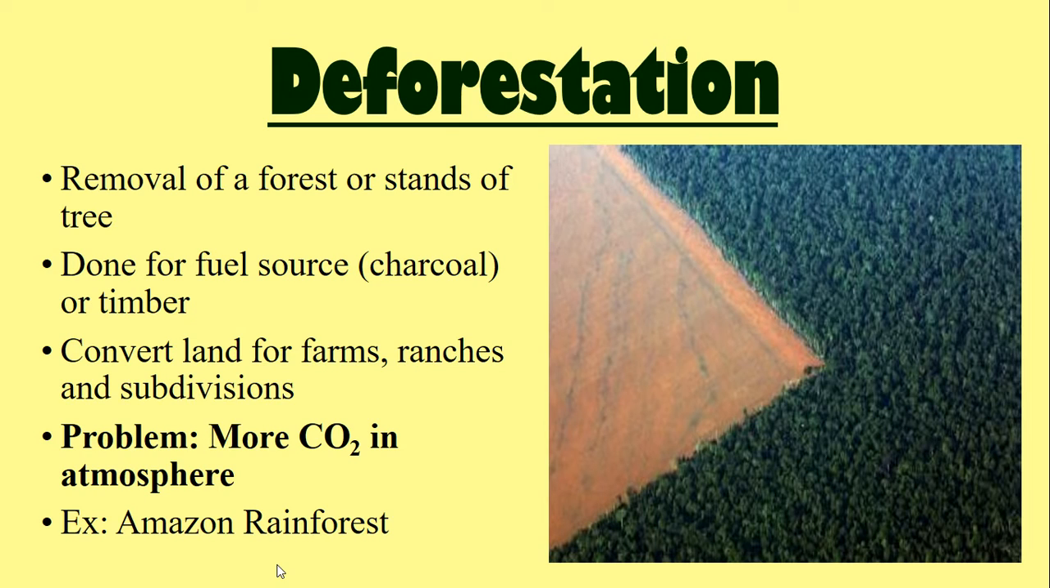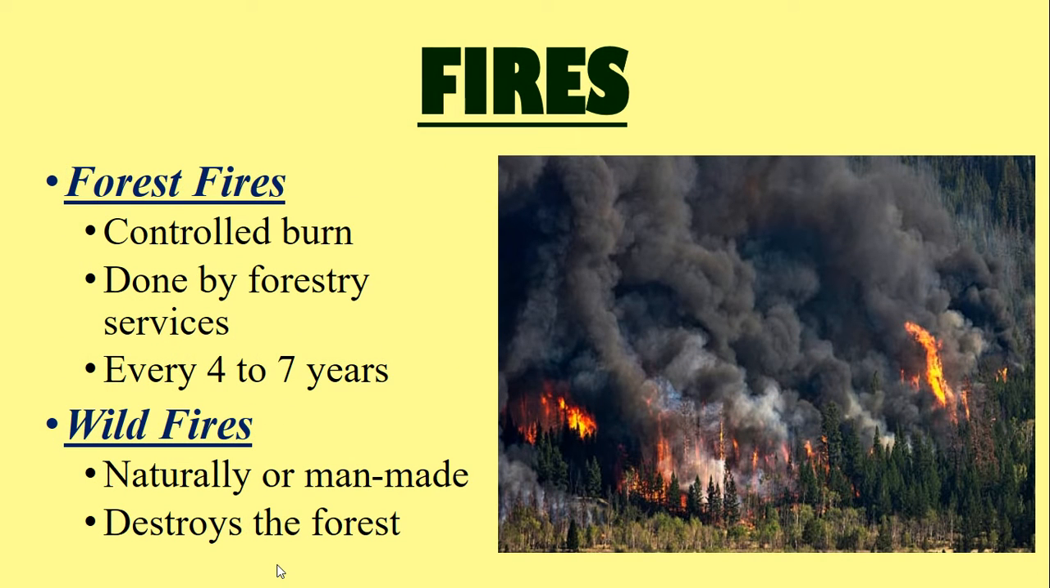We do convert this land to farms, ranches, and subdivisions. I do want to point out that the Amazon rainforest soil is not fertile enough to be really good for farming. Yet they still take those trees away to farm. A problem is when we take the trees away, like I mentioned, trees take CO2 out of the atmosphere. We take the trees away, there's more CO2 in the atmosphere and less oxygen being placed back in the atmosphere. An example of a big problem with deforestation is the Amazon rainforest. What you're seeing in the picture right now is actually part of the Amazon rainforest that was taken away to do farming.